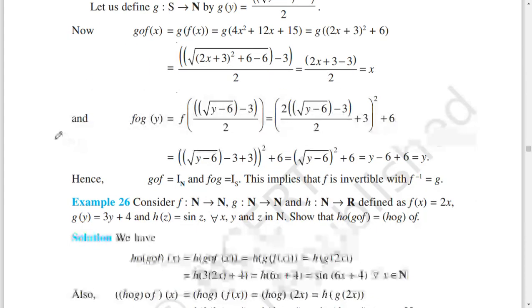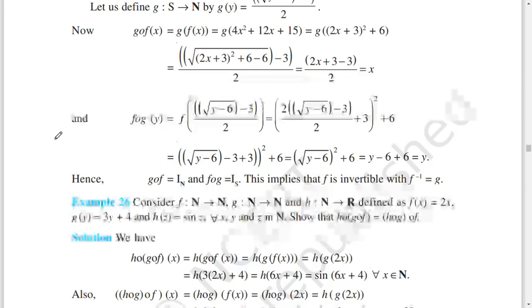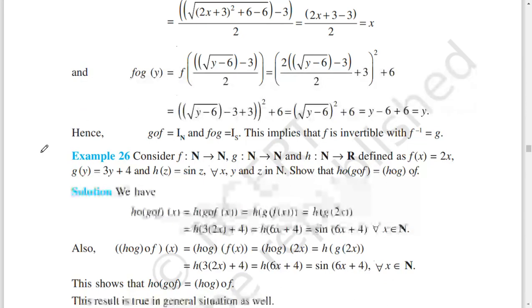And f of g(y) equal to f of (root y minus 6 minus 3) by 2 equal to 2 of (root y minus 6 minus 3) by 2 plus 3 whole squared plus 6 equal to (root y minus 6 minus 3 plus 3) whole squared plus 6 equal to (root y minus 6) whole squared plus 6 equal to y minus 6 plus 6 equal to y. Hence g∘f equal to I_N and f∘g equal to I_S. This implies that f is invertible with f inverse equal to g.